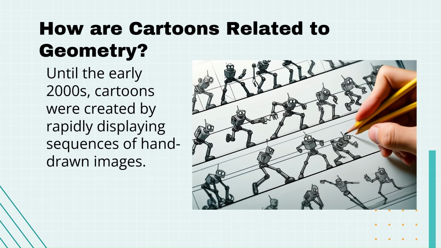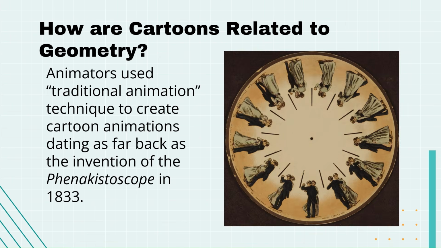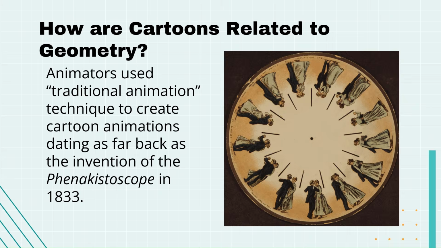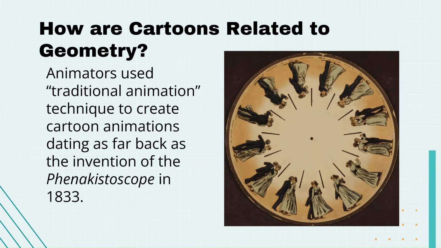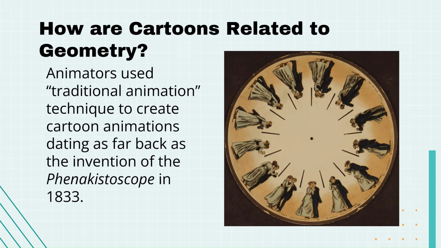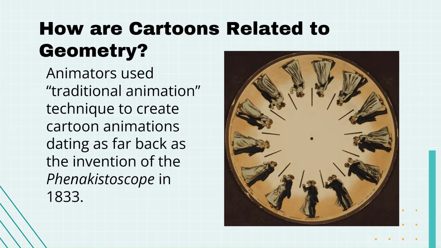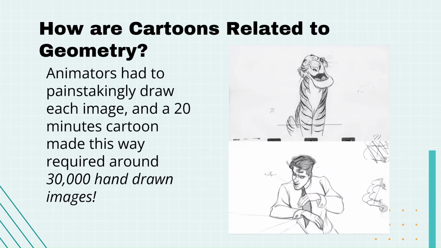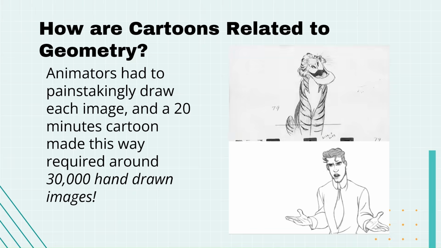Now, let me ask you something. Have you ever wondered how cartoons move so smoothly? Until the early 2000s, cartoons were created by rapidly displaying sequences of hand-drawn images. Animators used traditional animation techniques to create cartoon animations dating as far back as the invention of the phenakistoscope in 1833. So before digital animation, animators had to draw thousands of images just to create motion.